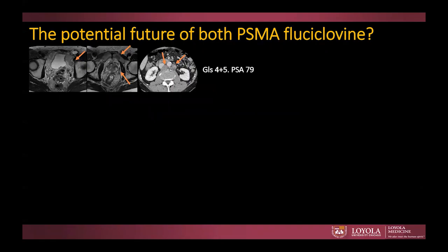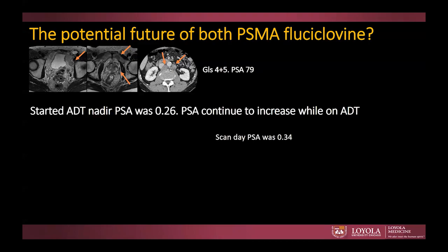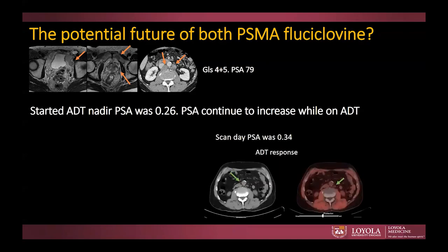So this is an example of a patient that had initial presentation with Gleason 9 prostate cancer. You can see on the left side there are pelvic lymph nodes, abnormal bone lesion, and retroperitoneal lymphadenopathy. The patient started hormonal therapy. His PSA went down to 0.26, yet continued to rise while on ADT. So he presented for fluciclovine, and on the scan day, his PSA was 0.34.